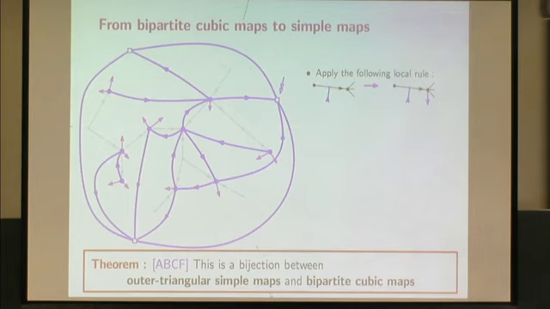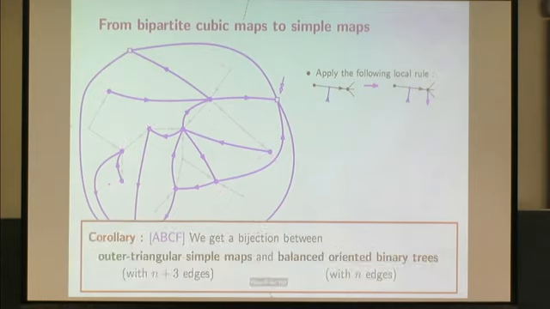Then it remains to prove that it's a bijection. Okay. So, if we take the two bijections together, that gives us a bijection between outer triangular simple maps and balanced oriented binary trees. So we found our trees.